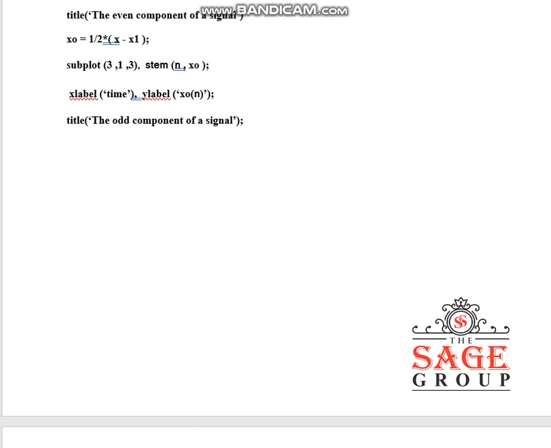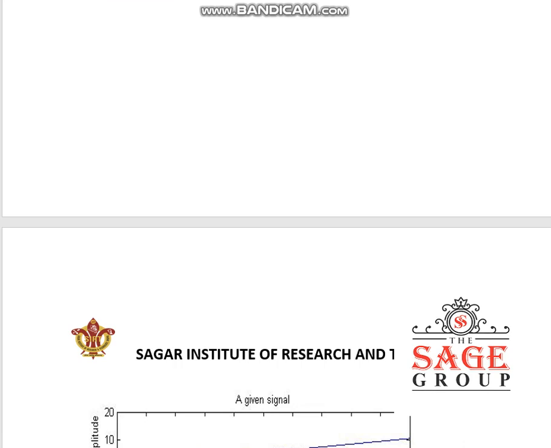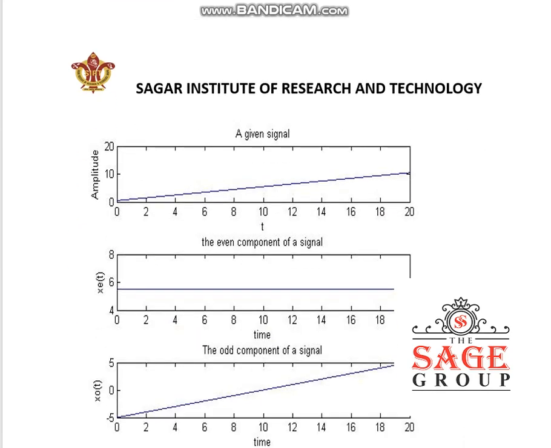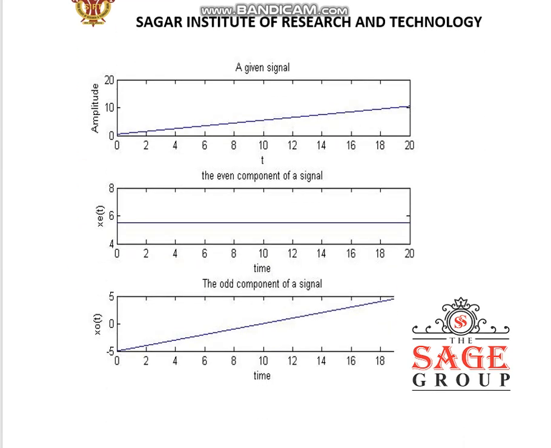Now I will run this MATLAB program. The waveforms will be generated as given here. In the case of the continuous time signal, the signal is drawn with the help of this waveform. The even component and the odd component of the signal are computed according to the formulas used in the MATLAB program, and their graphs are shown in the figure window.